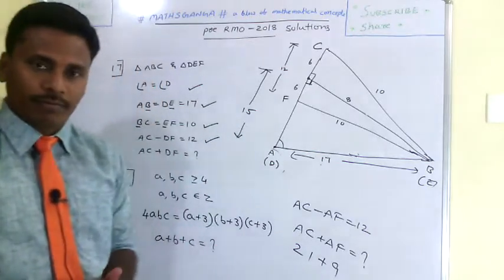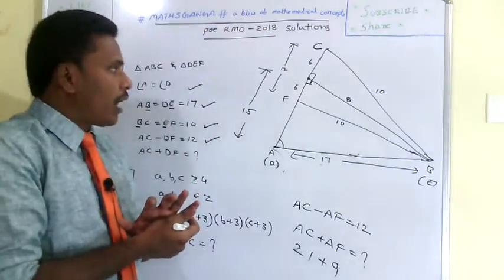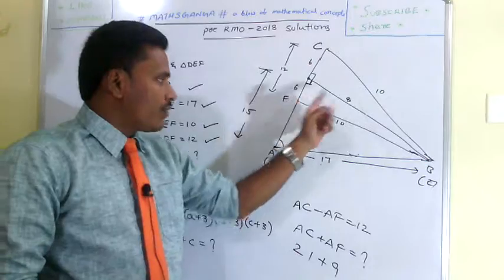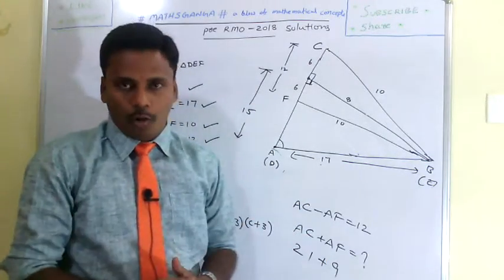So there is the problem. The problem is for a suitable diagram, and the next task is we need to identify two Pythagorean triplets, one with 6, 8, 10 and the other one with 15, 8 and 17. There is the problem.